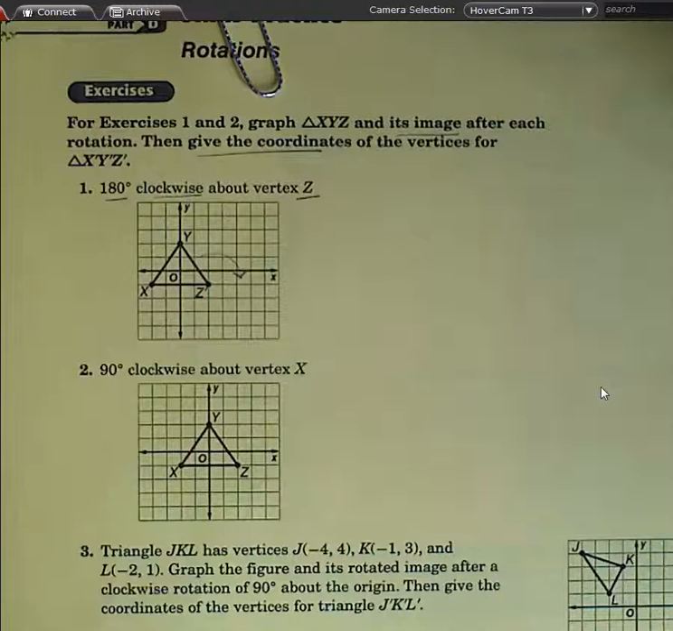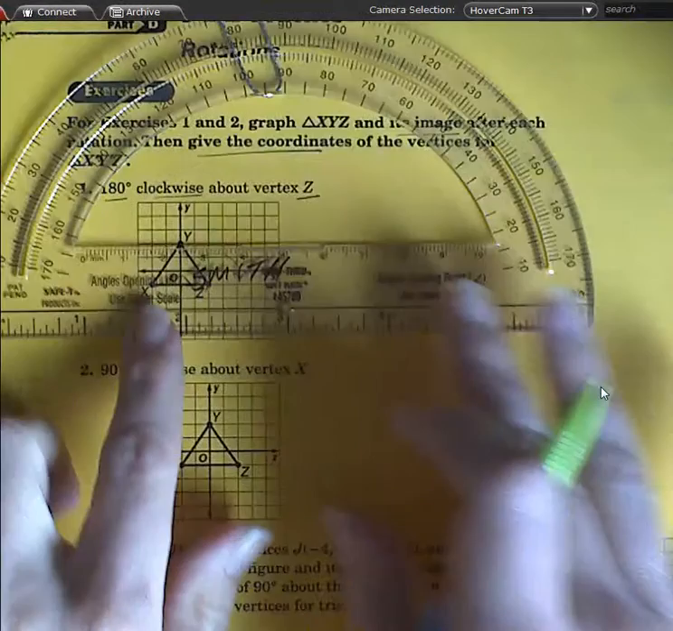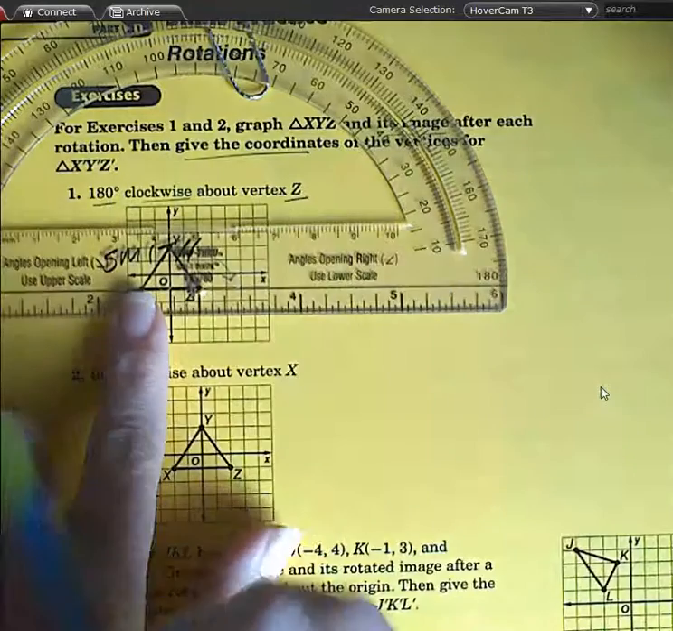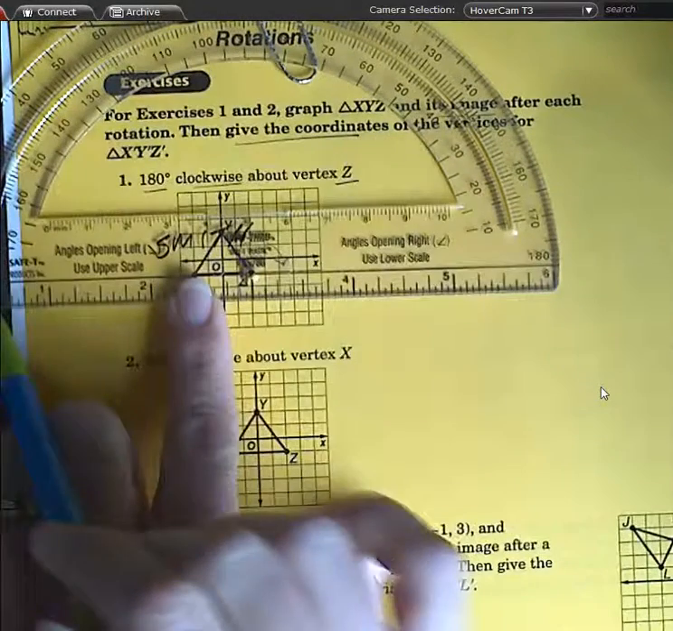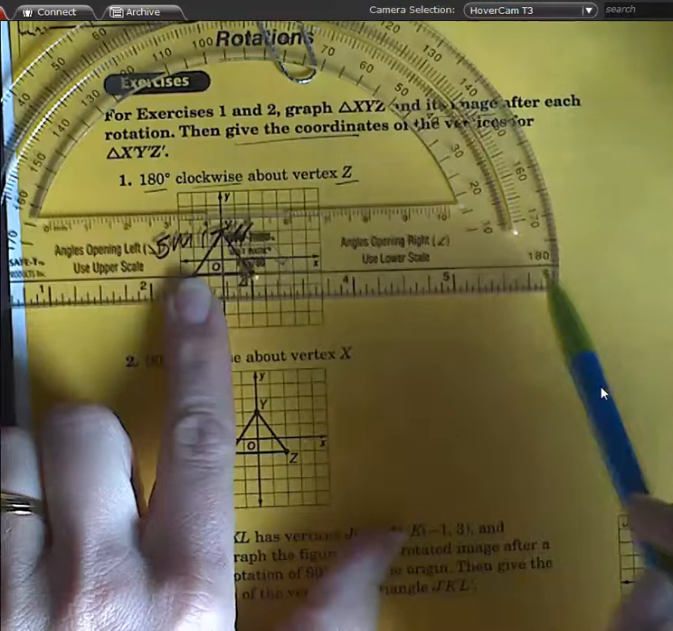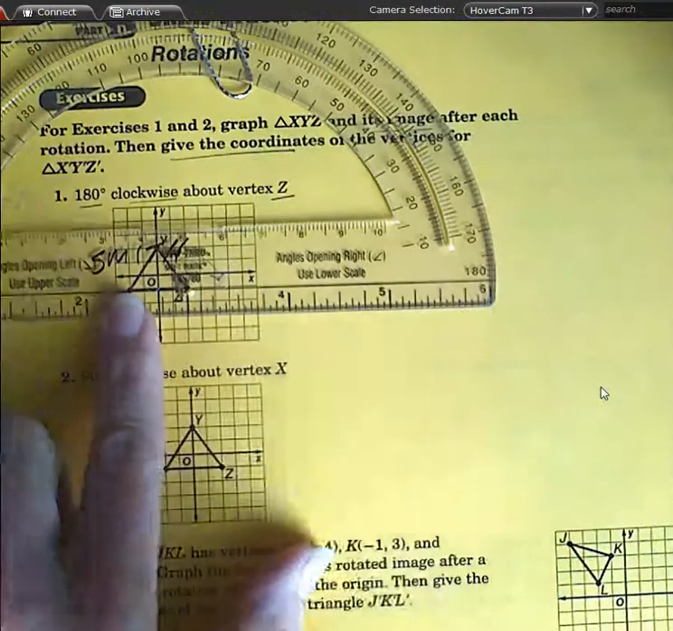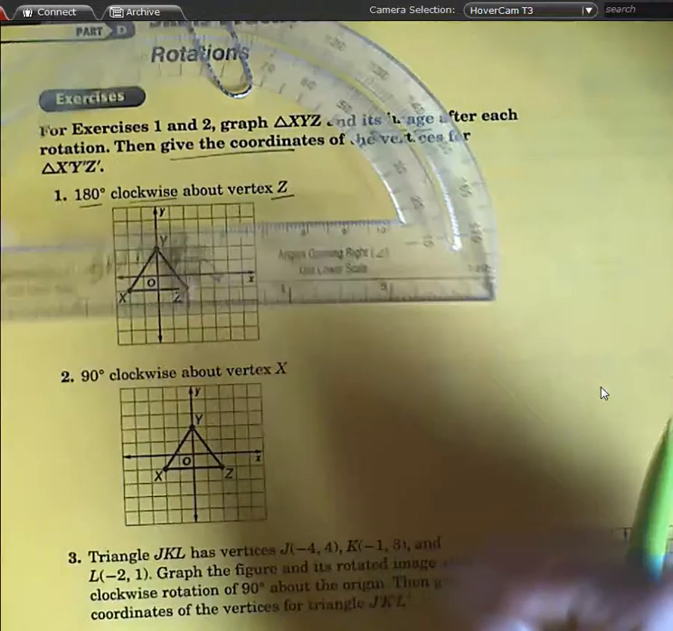Oh, man. And so, what do we know, though? 180 degrees is how many? It's 2 quadrants, and 180 degrees goes from 0 to 180. 180 is a straight line. It is a straight line. Okay?